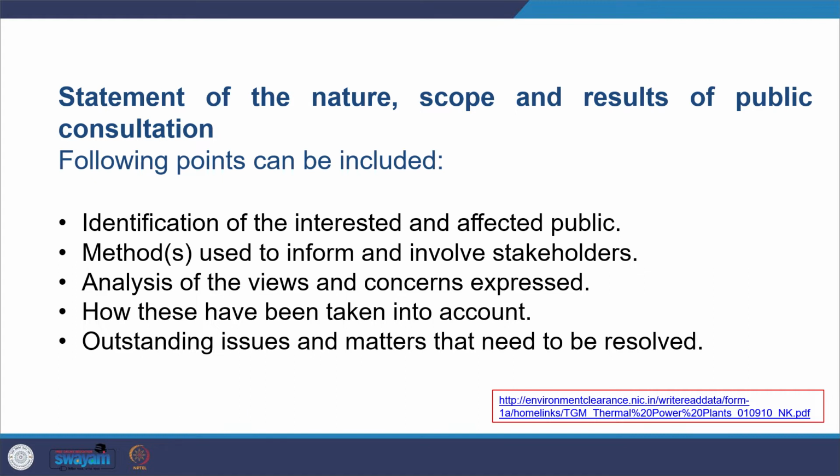So you need to take care that you have identified what were the interests of the people. You also mention what methods were adopted to engage with the stakeholders, and then also what kind of views and concerns were expressed, and how did you take into account all these concerns, and what kind of issues are there which are yet to be resolved in your case. So that all needs to be informed here.